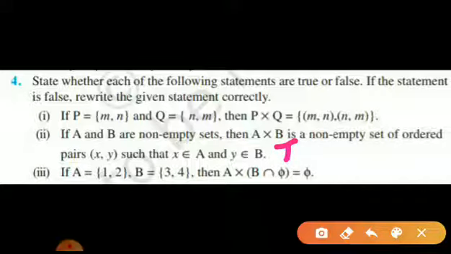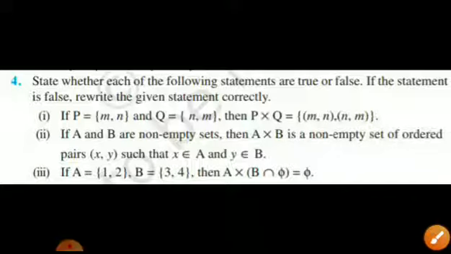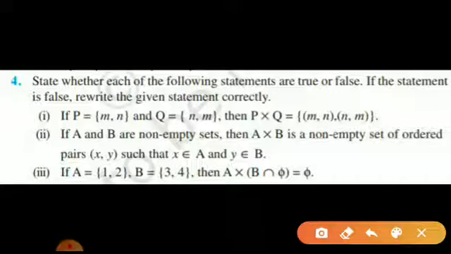Okay. Then, if A is equal to {1, 2} and B is equal to {3, 4}, then (A cross B) intersection phi is equal to phi. What you do is, first find B intersection phi. It will always be phi itself, because phi is the empty set, so there won't be a common element between B and phi. Hence B intersection phi is equal to phi.